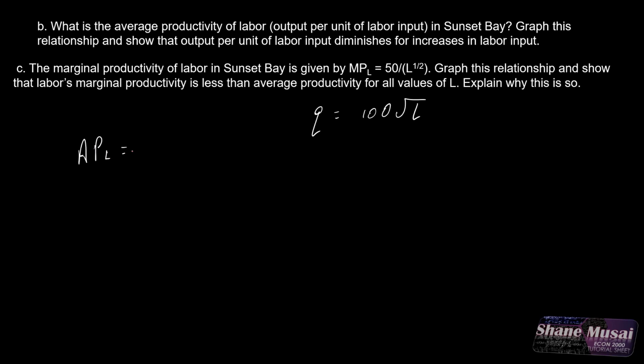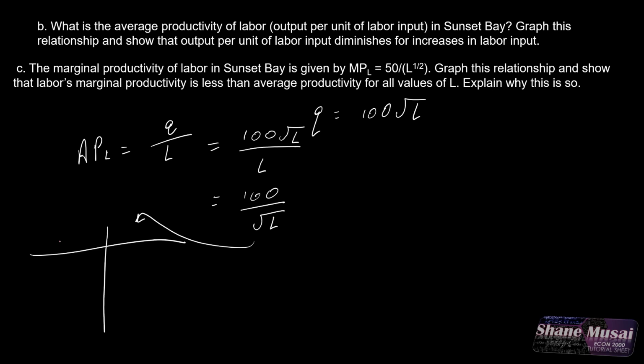To get the average productivity of labor, it is equal to Q divided by L, which is equal to 100 times the square root of L divided by L, and this is equal to 100 divided by the square root of L. So you find some values for the average productivity of labor. You'll use the same values from before, 0, 25, 50, 75, 100, and you substitute these values of L into this equation, which is the equation for the APL. Then you would get 0, 20, 14.1, 11.5, and 10. But that's the APL.